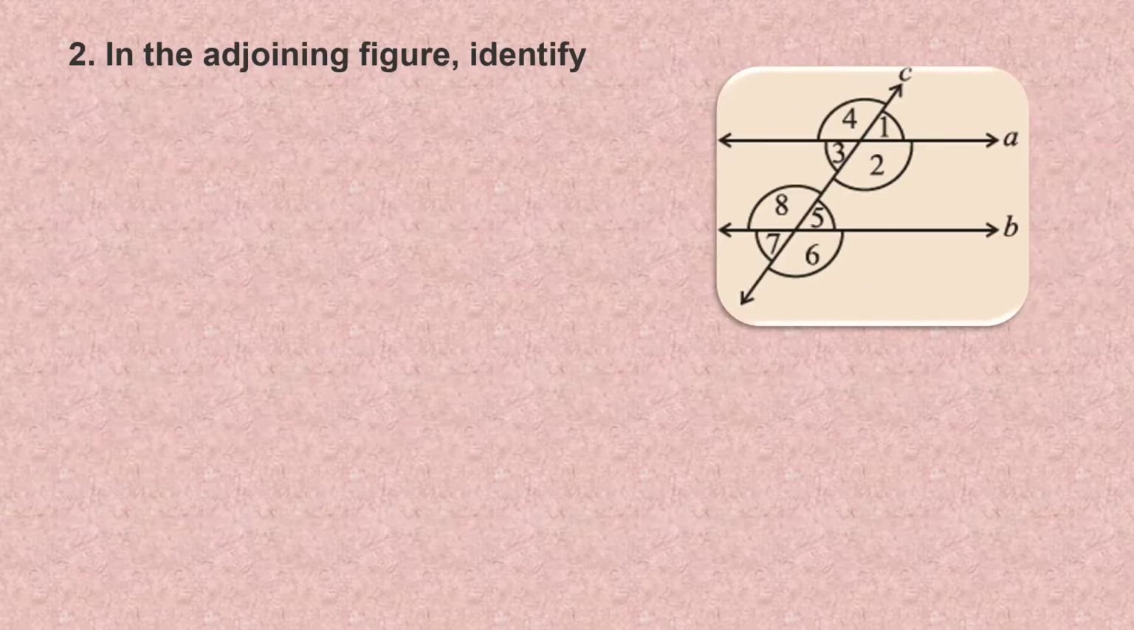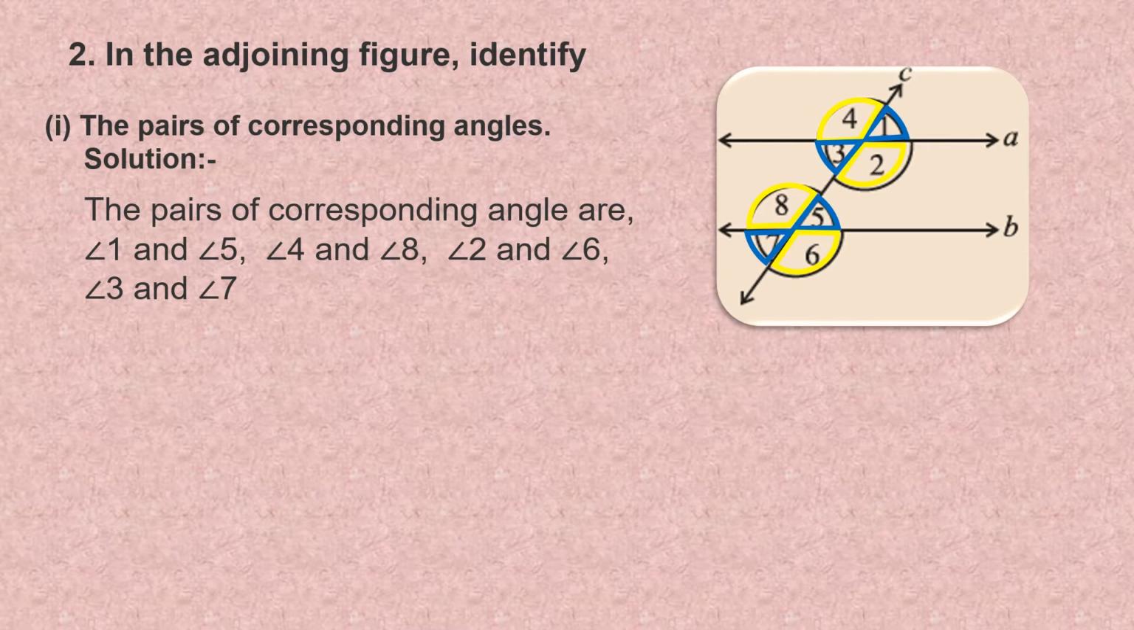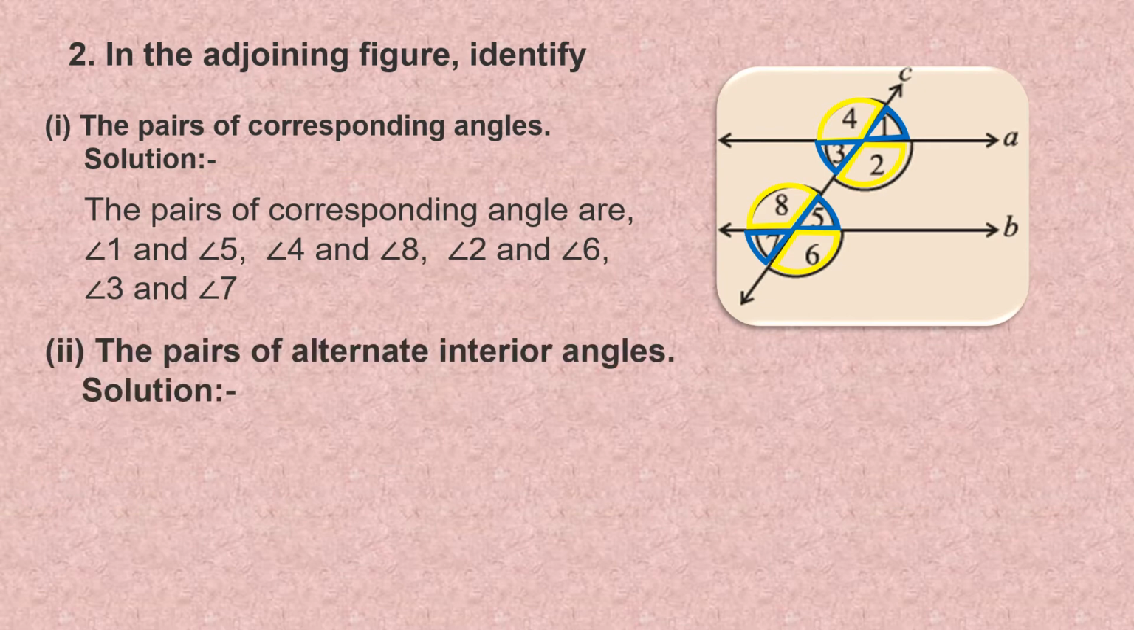In the adjoining figure, identify the pairs of corresponding angles. So we have four pairs of corresponding angles. We have already seen this. Angle 1 and angle 5 are corresponding angles. Angle 4 and angle 8 are corresponding angles. Angle 2 and angle 6 are corresponding angles. Angle 3 and angle 7 are corresponding angles. So the pairs of corresponding angles are these.